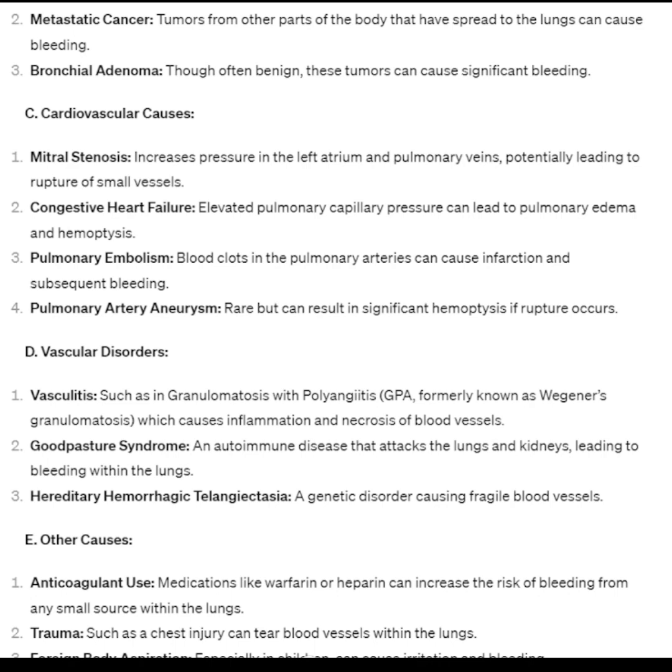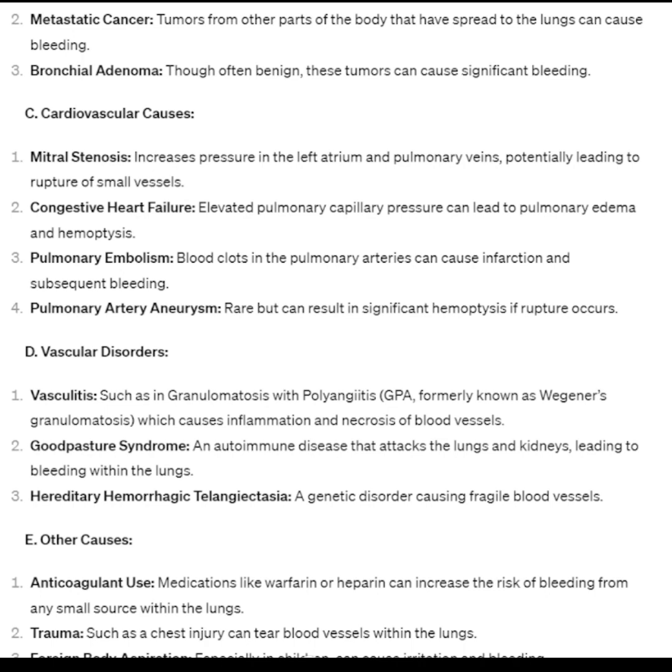C. Cardiovascular causes. 1. Mitral stenosis. Increases pressure in the left atrium and pulmonary veins, potentially leading to rupture of small vessels. 2. Congestive heart failure. Elevated pulmonary capillary pressure can lead to pulmonary edema and hemoptysis. 3. Pulmonary embolism. Blood clots in the pulmonary arteries can cause infarction and subsequent bleeding. 4. Pulmonary artery aneurysm. Rare but can result in significant hemoptysis if rupture occurs.